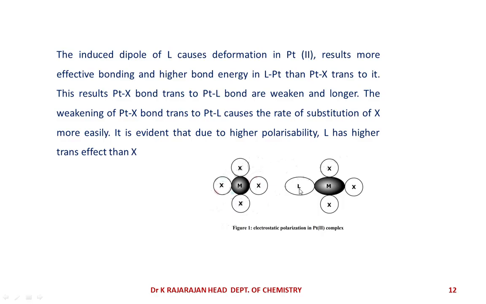This results in the platinum-X bond trans to the platinum-L bond being weakened and longer. The weakening of the Pt-X bond trans to the Pt-L bond causes the rate of substitution of X to be easier. It is evident that due to higher polarizability, L has a higher trans effect than X. In the figure, we have depicted the electrostatic polarization in the platinum 2 complex.